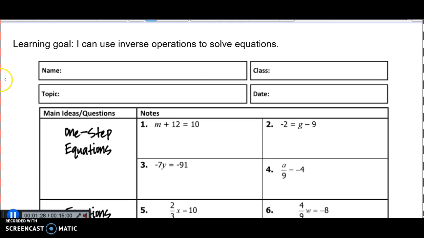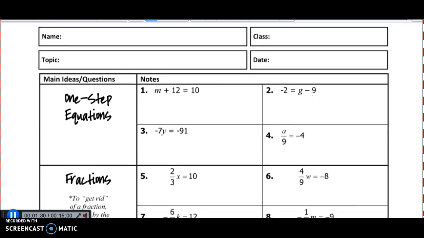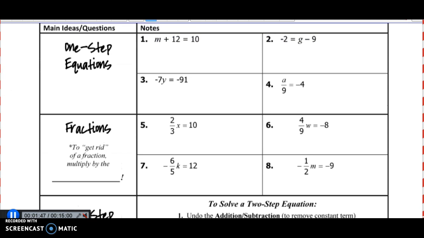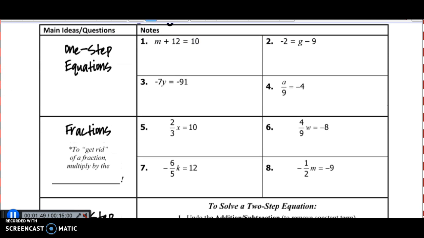So let's check out, we have 2 sections of this note sheet that we're going to look at today. So let's check out the first 2 sections. We're just looking at very simple equations right now. We call these one-step equations that we're looking at. And in addition to one step, we're going to look at kind of a special case equation that has fractions in it. But both of these only require one step to solve, which is why they're a great place to start.